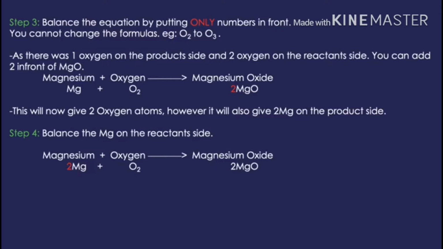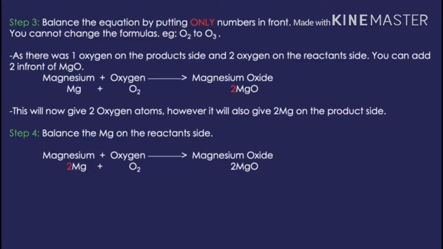So for example, if oxygen naturally exists as O2, you can't change it to O3. Relating it back to our example, where the oxygen on the product side is unbalanced, you can't change the O to O2, and instead you put the 2 in front of the MgO. This will now give you 2 oxygen atoms, however it will also give you 2 magnesium atoms on the product side.